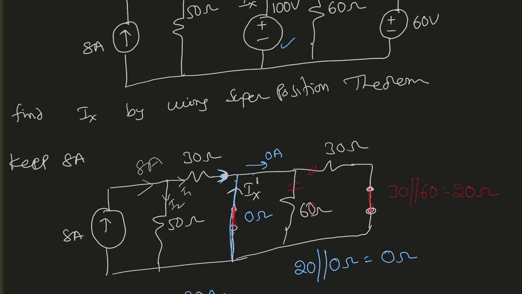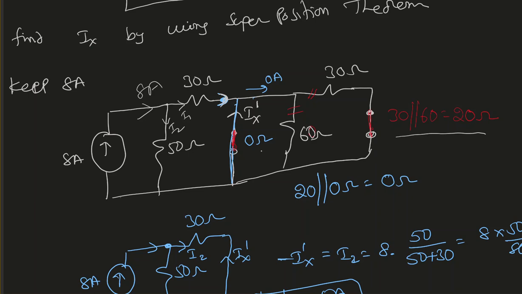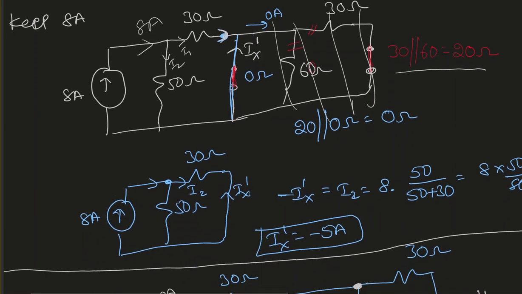Hence, it sees the 0 ohm resistance, and all the current is going to pass through this 0 ohm path. None of the current is going to pass through the 30 and 60 ohm. Another way of saying it is, I can replace the 30 and 60, which are in parallel, with 20 ohm. Now this 20 ohm is in parallel with 0 ohm, so the resistance is going to be 0 ohm. We end up with only this branch, and we can ignore this part because none of the current is passing through it.